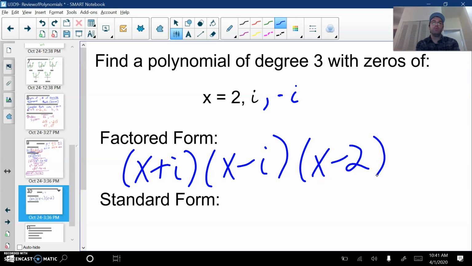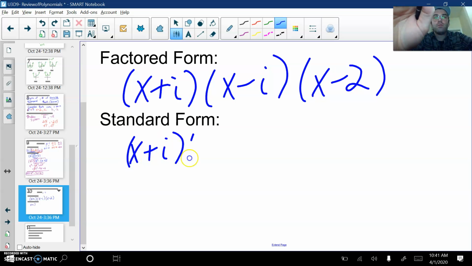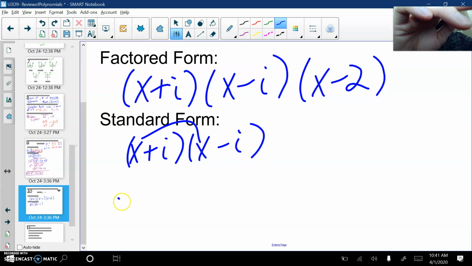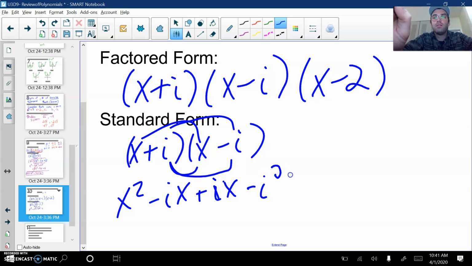Anytime you have imaginary roots like this, or irrational, like square root of 2 and negative square root of 2, I'm going to multiply those two together first so that the i's or the square roots cancel out. So I want to multiply these two parentheses together first. If I do x times x, I get x squared. If I do x times negative i, I get negative ix. If I do i times x, I get positive ix. Now if I do i times negative i, I get minus i squared.